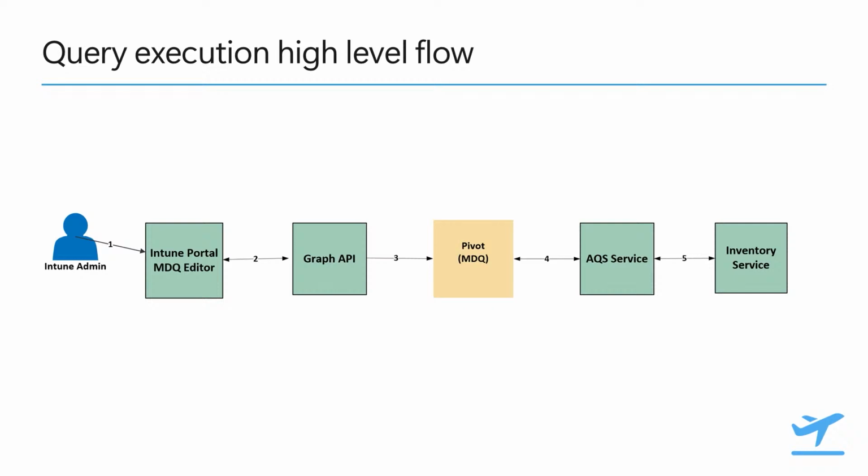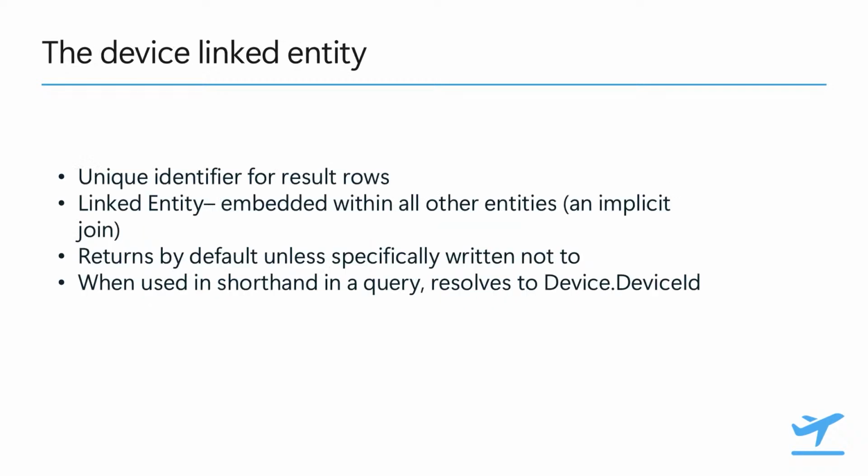The device linked entity is a particular entity specific to MDQ that we think is worth mentioning because it's got some special use cases. It functions as the unique identifier for all resulting rows. So when you submit a query and you get a result, the device linked entity shows up as the first column on the left of all of your results, unless you've specifically written your query to get it to not show. And it's basically the same thing as an implicit join.